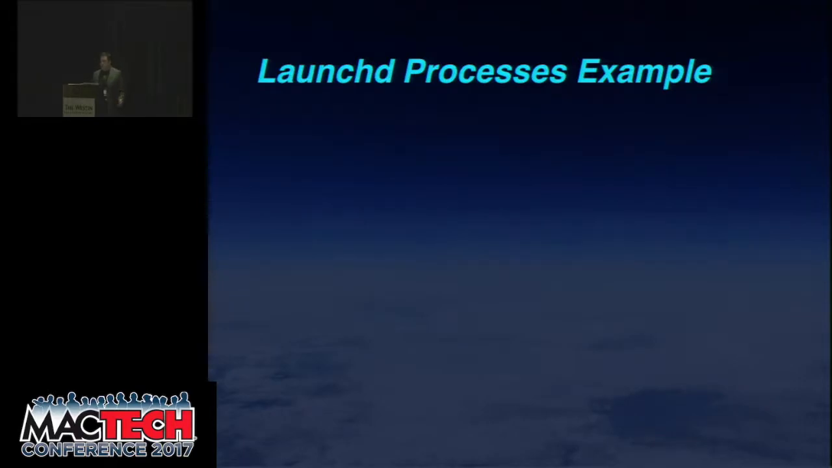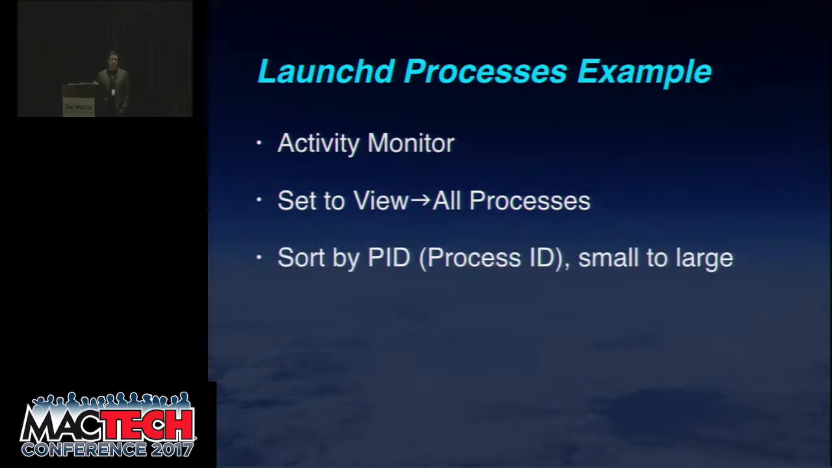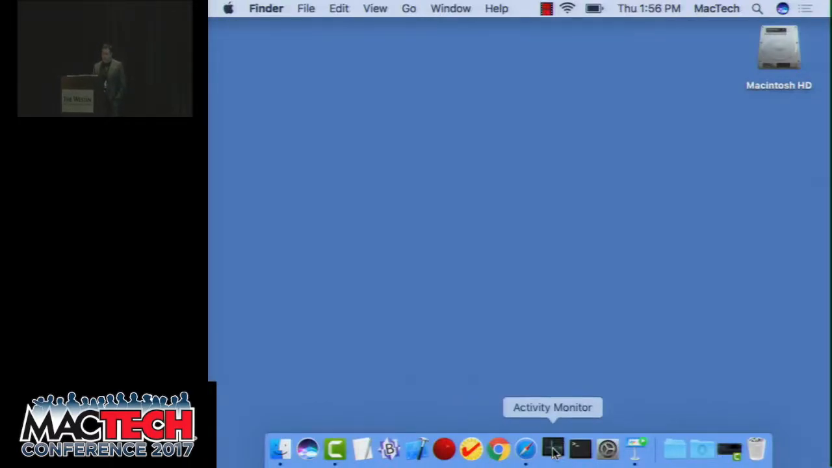So to help illustrate how all this works, we're going to launch Activity Monitor, we're going to set it to view all processes, and then we're going to look at the PIDs. We're going to sort by the process IDs. So I'm going to switch to the Finder here and launch Activity Monitor.